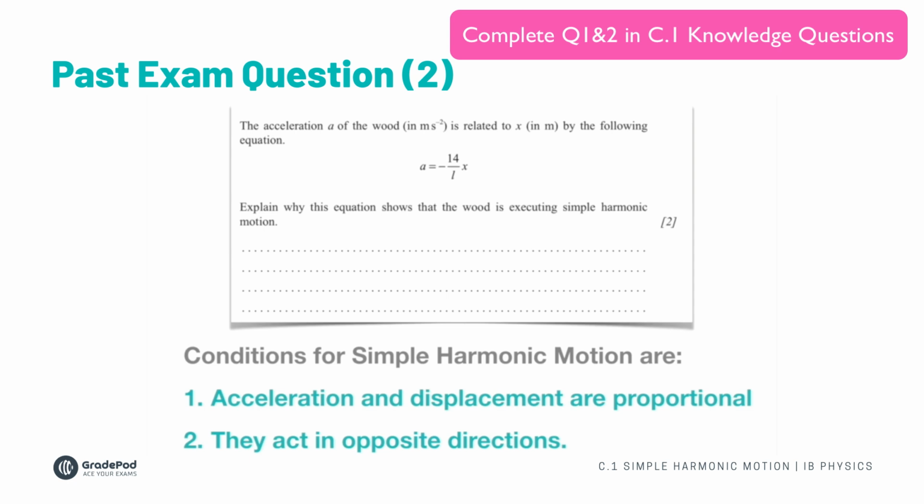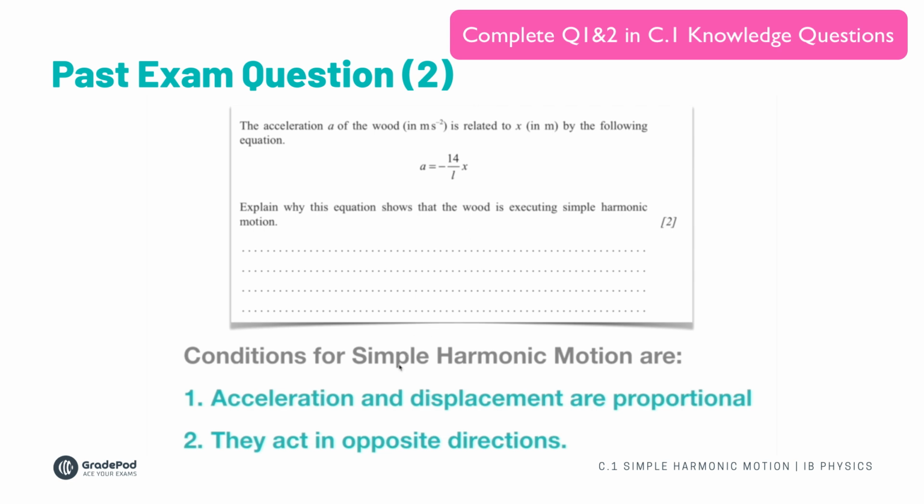The acceleration a of a wood is related to x by the following equation. So we have acceleration equals minus 14 over L, times x. L we're assuming is the length of the wood, and x is displacement. Explain why this equation shows that the wood is executing simple harmonic motion. Okay, well, if we assume that the length is constant, then this whole value here is constant. So we can say that a is proportional to minus x.